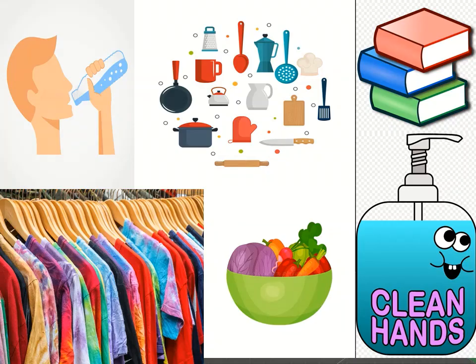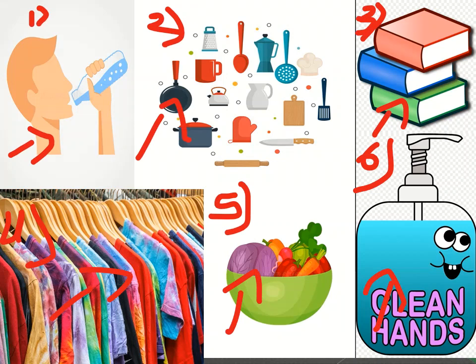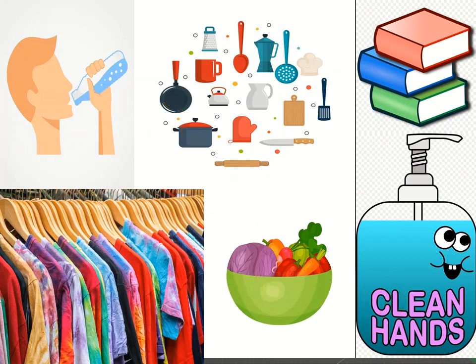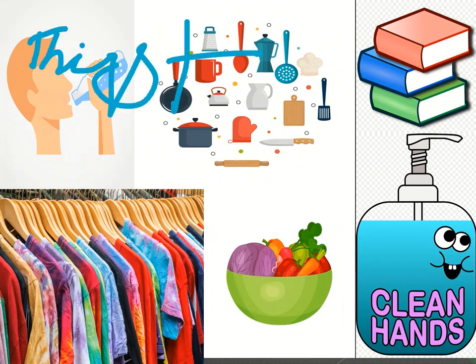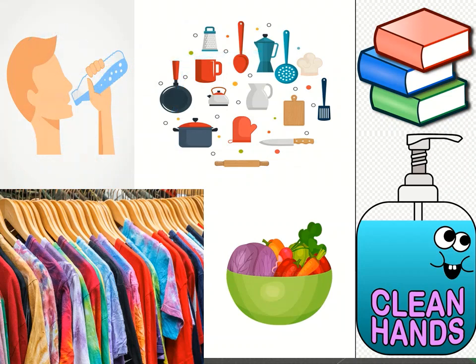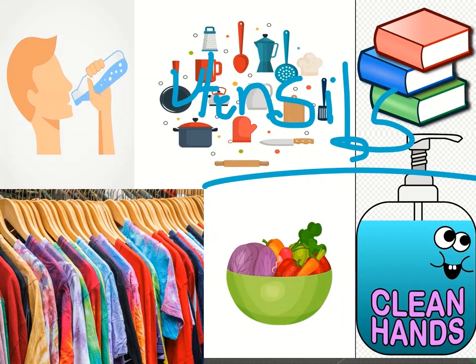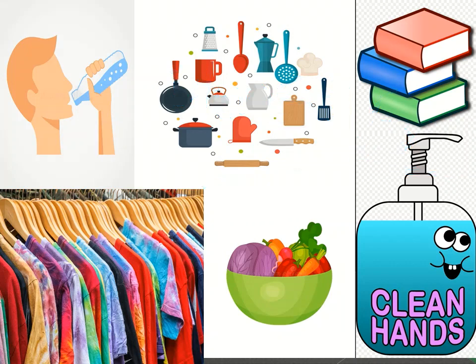Right here on the screen you can see a picture. What do you observe from it? What is common among these? You can see a person is drinking water. Why is he drinking water? Because he is feeling thirsty and water will quench his thirst. Next, utensils. We use utensils for cooking and storing grains, food, anything. Then a book means we learn from it. We used to read books.